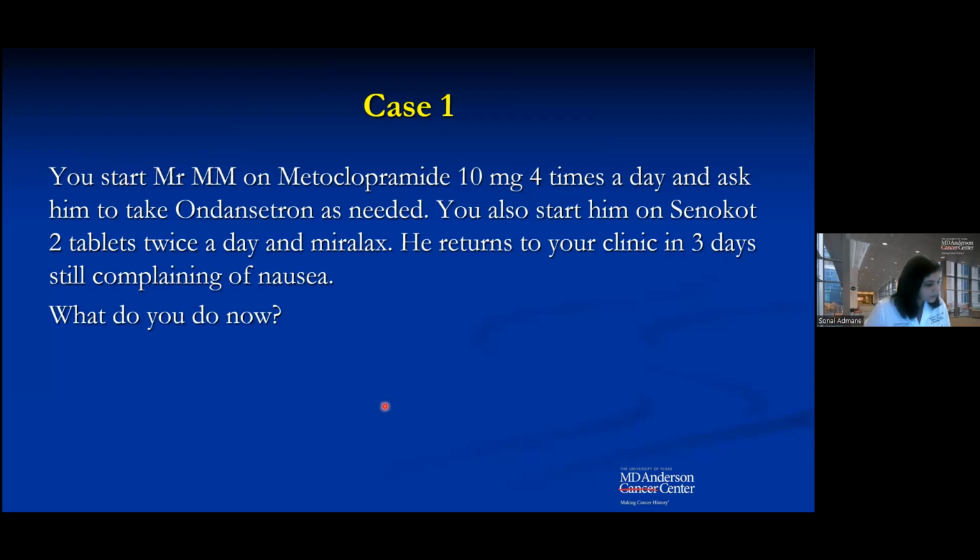So I see a question in the chat, is nasal spray available in India? I don't think so, but maybe the Indian physicians can comment.